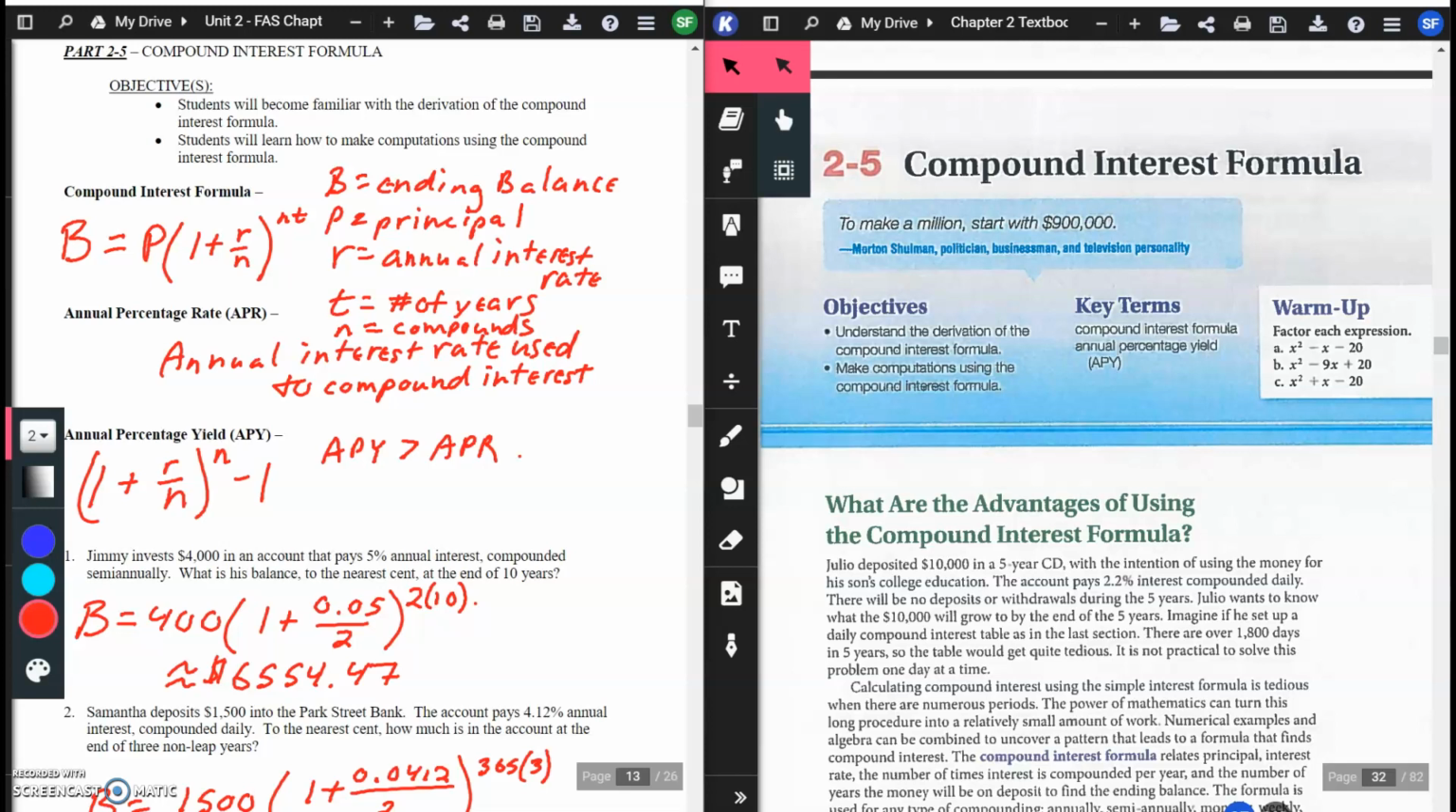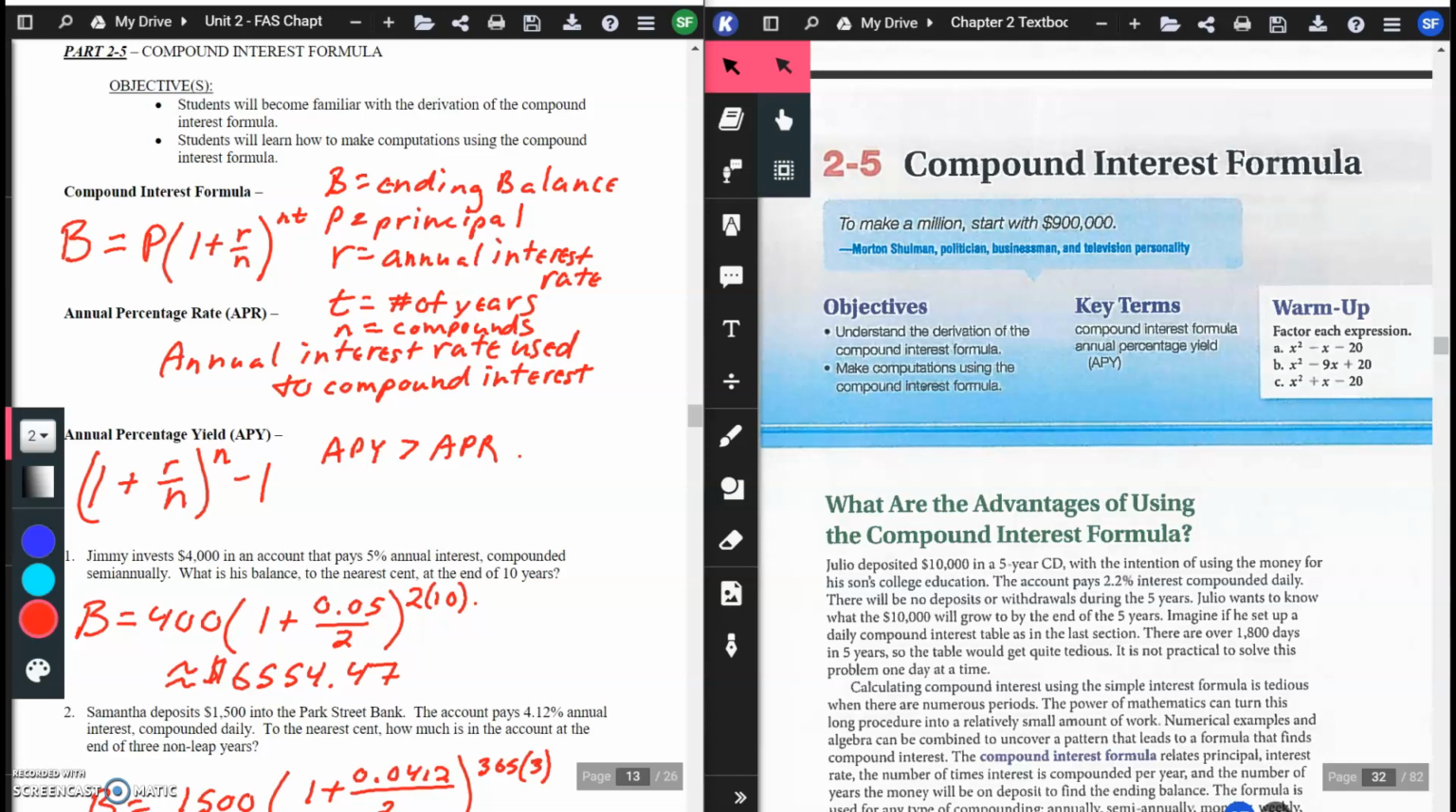Section 2.5 is on compound interest. We have a compound interest formula. So B is your ending balance equals P, which is your principal, times 1 plus R over N, raised to the N times T. R is your rate as a decimal. N is the number of compounds. And T is time in years.